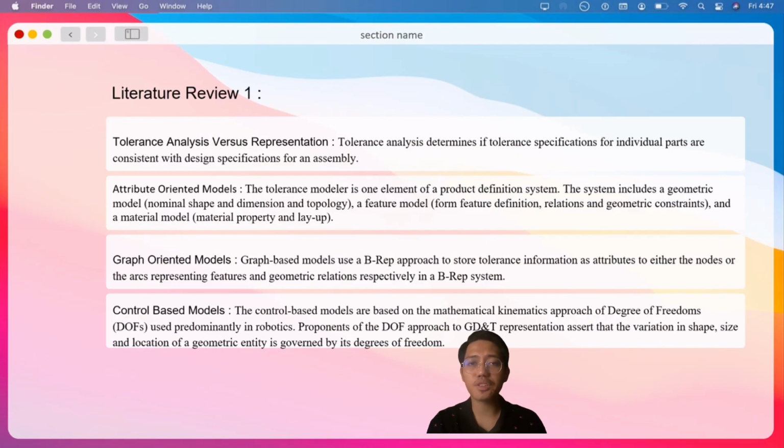Tolerance analysis versus representation. Tolerance analysis determines if tolerance specifications for individual parts are consistent with design. Attribute-oriented models. The tolerance modeler is one element of a product definition system. Graph-oriented models. Graph-based models use a BREP approach to store tolerance information as attributes to either the nodes or the arcs. Control-based models. The control-based models are based on the mathematical kinematics approach. The degrees of freedom are used predominantly for the shape, size, and location of a geometry.